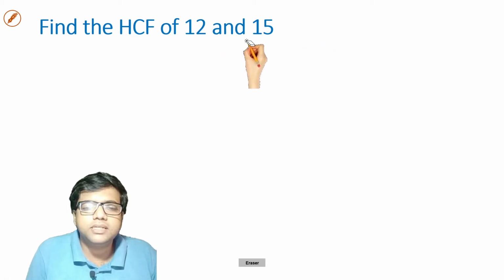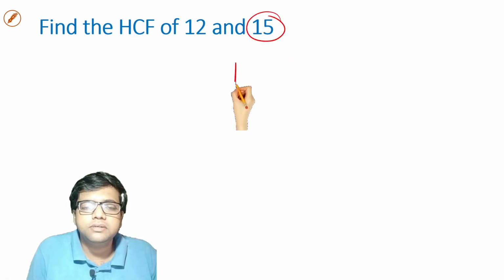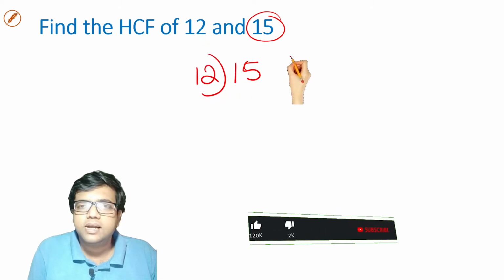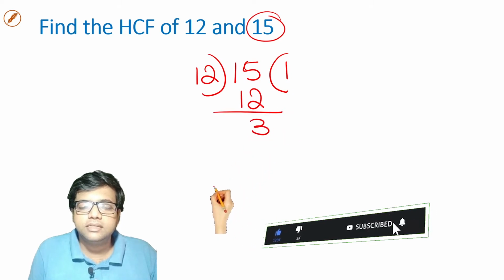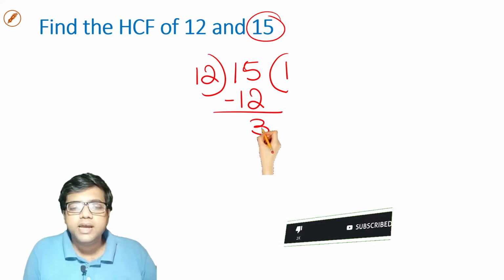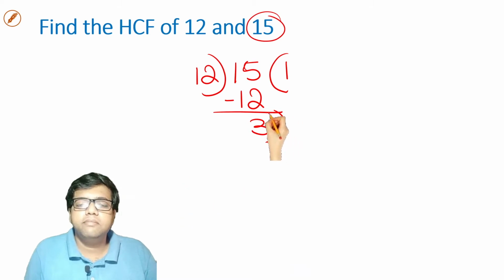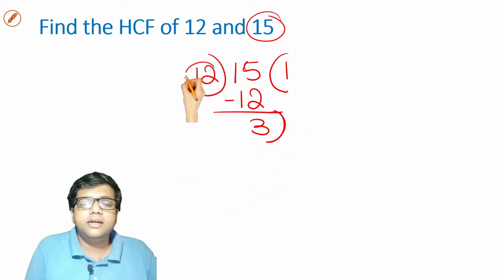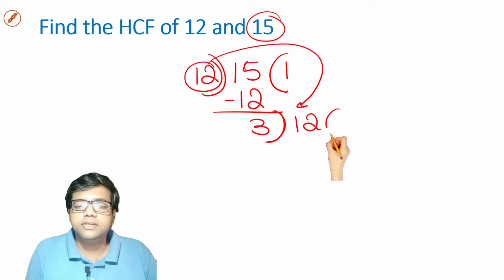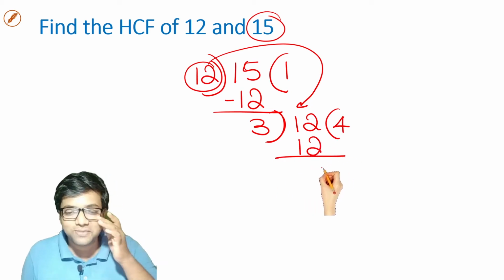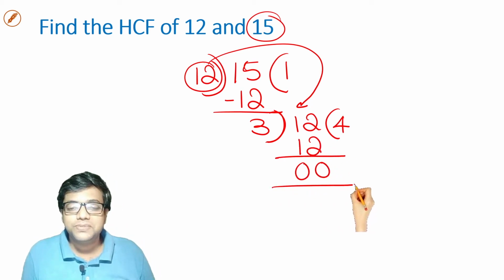But the shortcut method is to take up the larger number and divide it with the smaller number. 12 ones are 12. You get the remainder 3. Now make this remainder into the divisor, and take the previous divisor and make it into the dividend. So now divide it. 3 4s is 12. So you get the remainder 0.